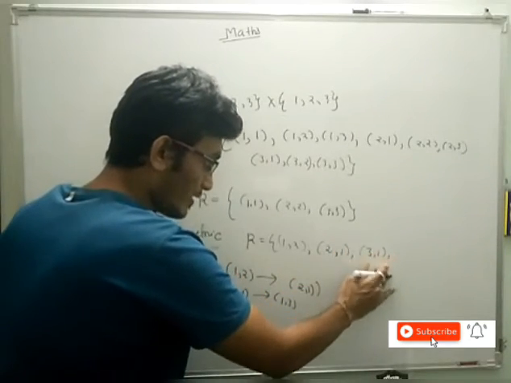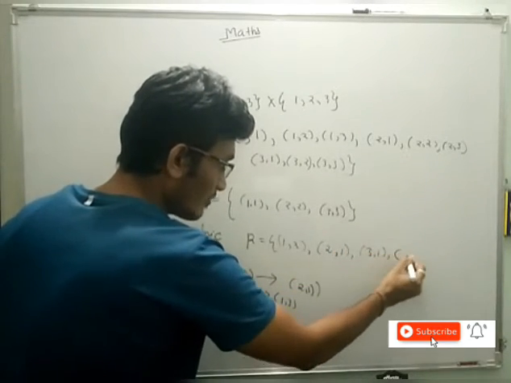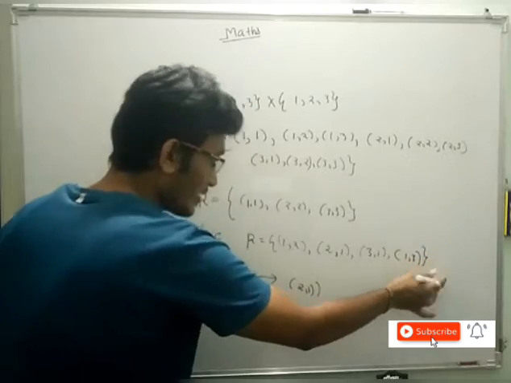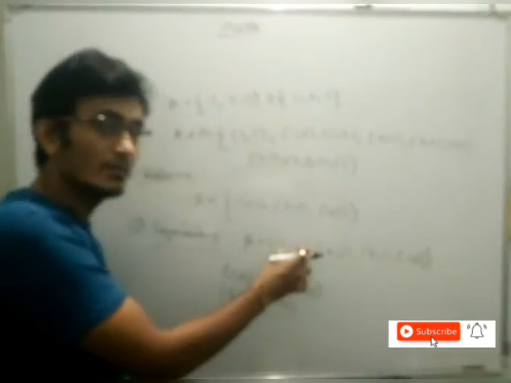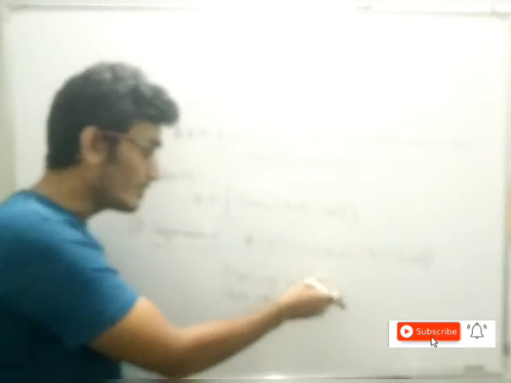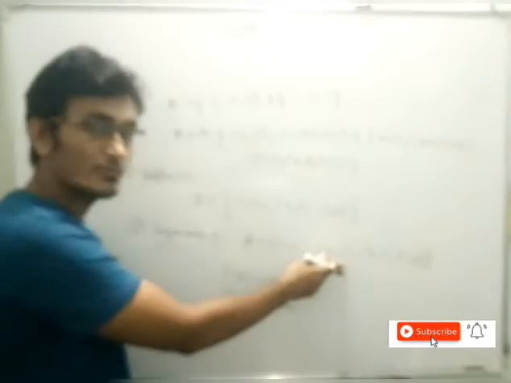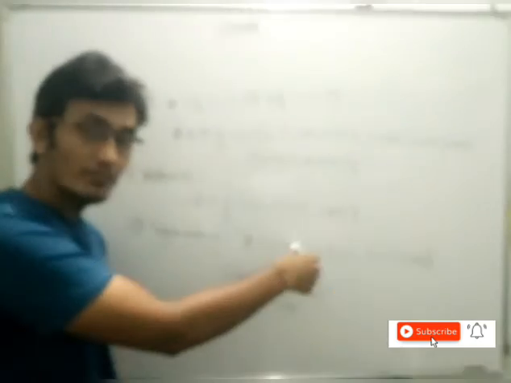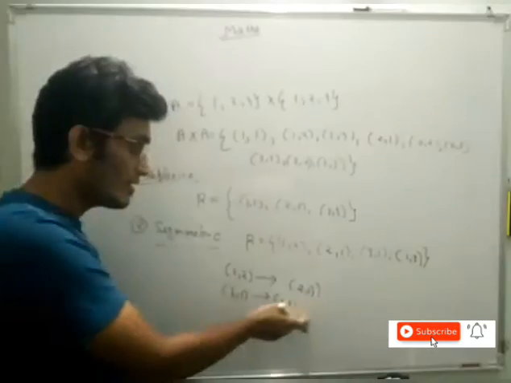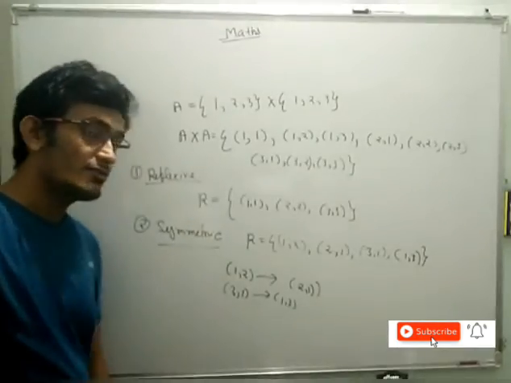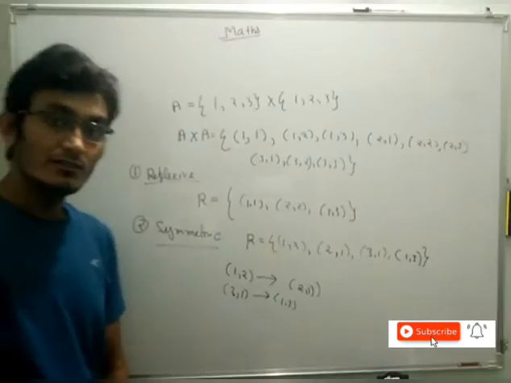But in the example I gave just now, with (3, 1) and (1, 3), we consider it a symmetric relation because every ordered pair has its reverse ordered pair. The reverse of (1, 2) is (2, 1). For (3, 1), what is the reverse? (1, 3) is present. So this type of relation is known as a symmetric relation.